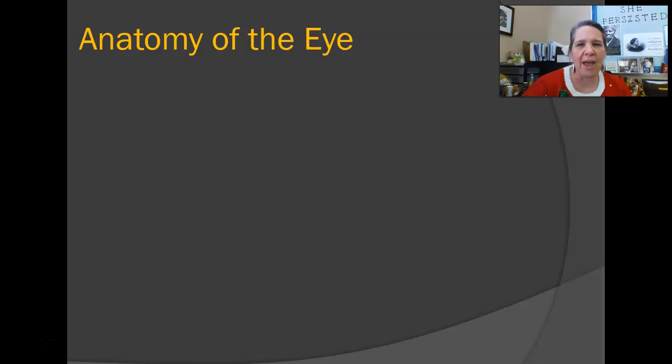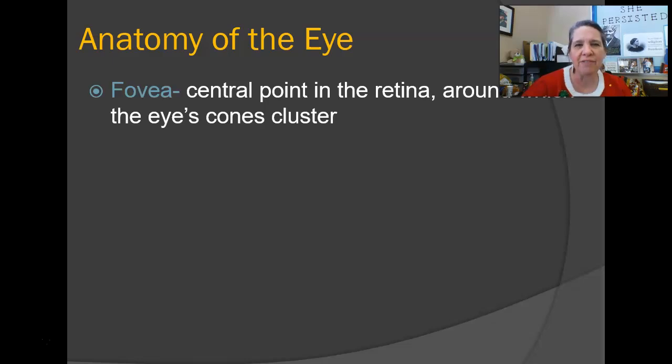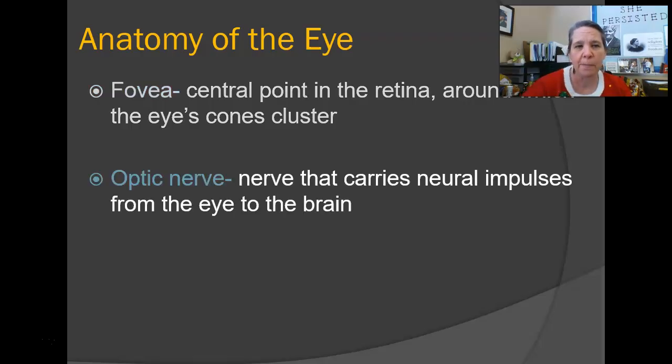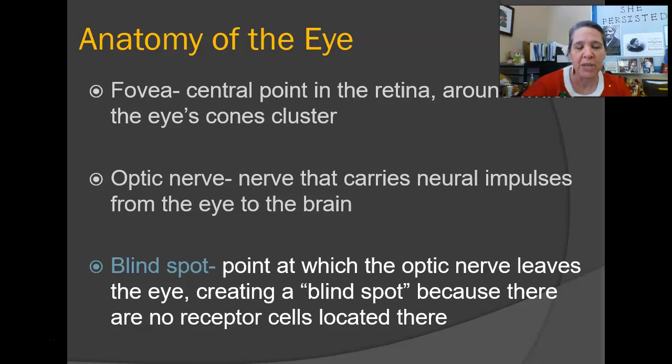All right, so after the retina, we have the F, which is for fovea. That's the central point in the retina around where the cones are clustered. And again, we're still in the back of our eye. And then the last one is the optic nerve. And this is the nerve that takes that message that has been transduced in the retina, that wavelength that's been transduced in the retina, and takes it to the brain.